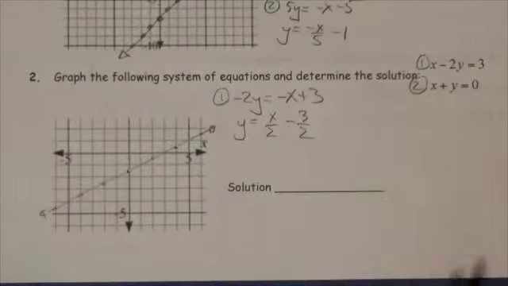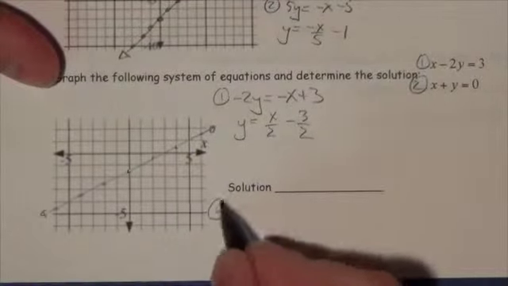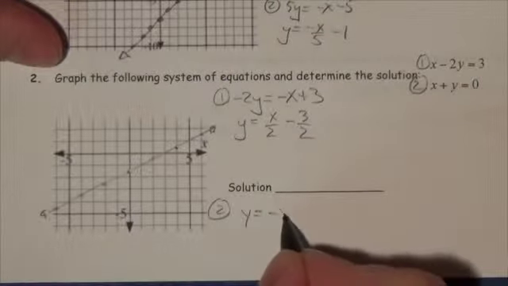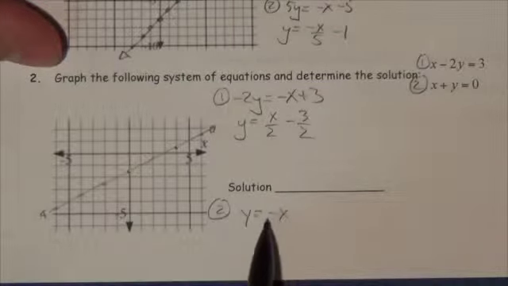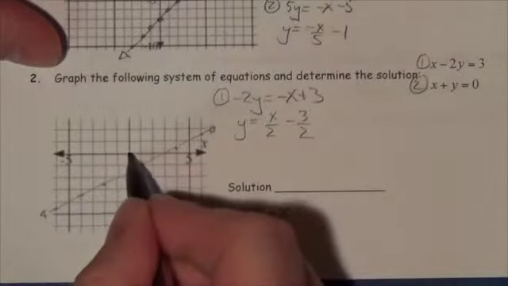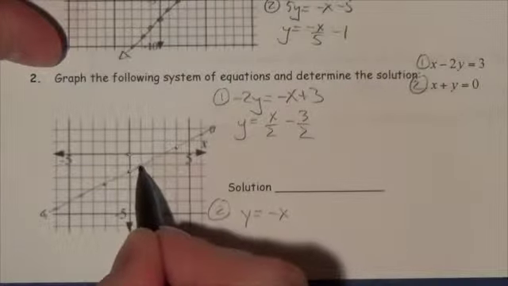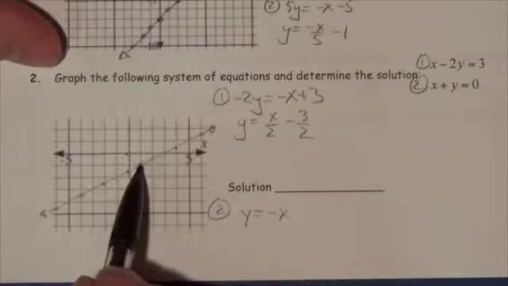Now, hopefully, my second line will pass through one of those. So let's take a look at equation 2. And if I bring the x over, I get immediately y equals negative x. So the y-intercept is 0, the slope is negative 1. So here I start here. Negative 1 is down 1 over 1. Well, okay, I'm right there. Now, I am pretty sure that's the point that they're looking for.